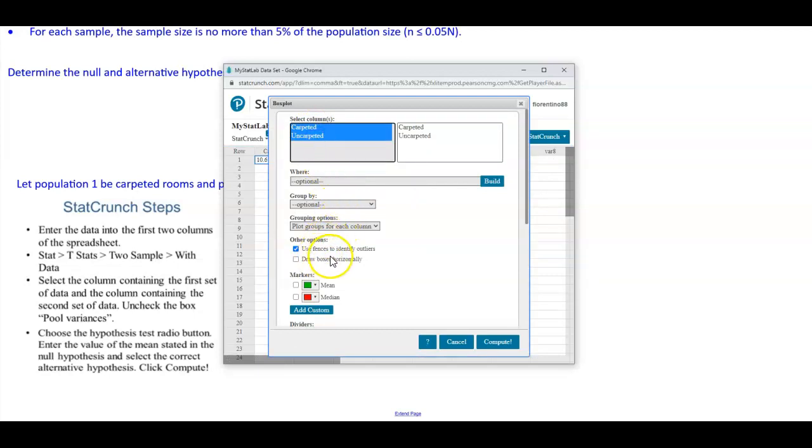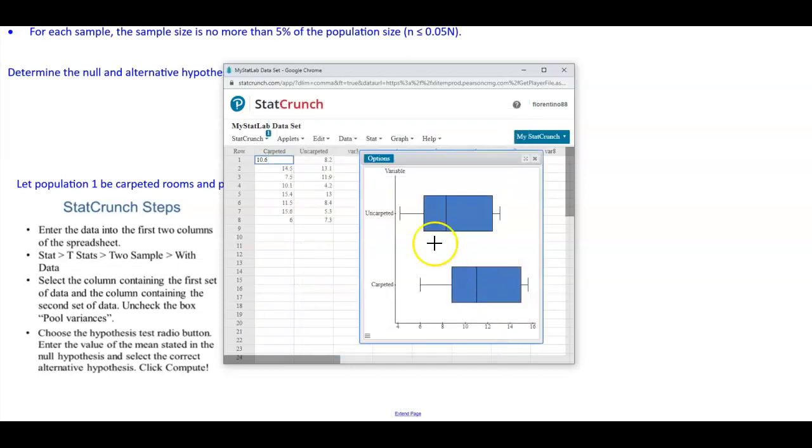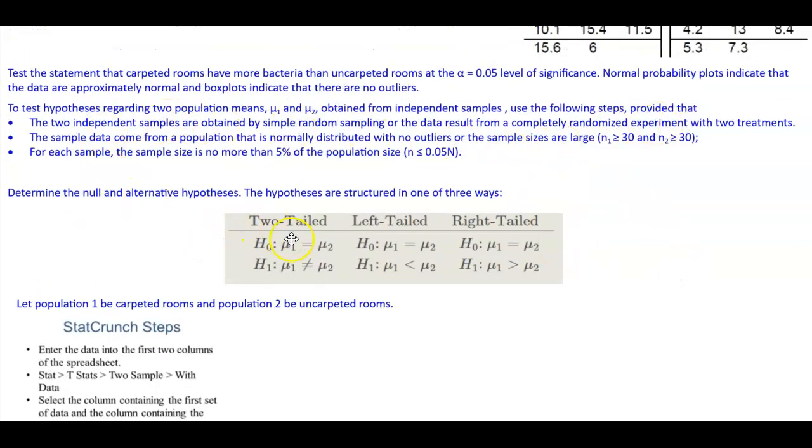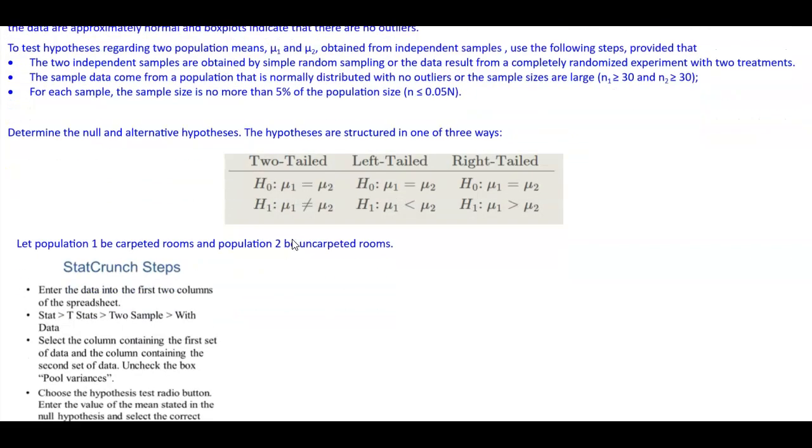We want to make sure that we use fences to identify the outliers to make sure there aren't any outliers, and then draw boxes horizontally. So let's go ahead and select compute. So here we can see that there aren't any outliers for the uncarpeted, and there aren't any outliers for the carpeted. So therefore that verifies what we needed to do for the testing to make sure that we can proceed with the hypothesis test.